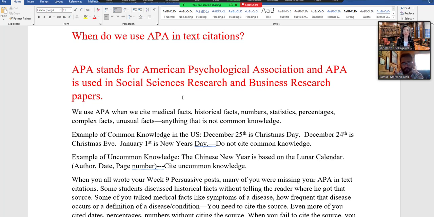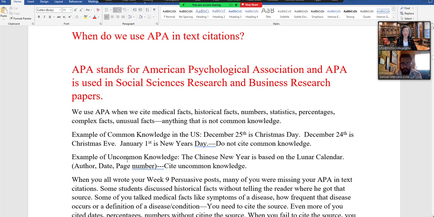Although common knowledge depends on your culture. So in China, common knowledge would be the Chinese New Year is based on the lunar calendar. So if you're writing a paper in China, you don't need to cite that source because everybody in China knows that their calendar is based on the lunar calendar. But in the United States, you would have to cite it because it's uncommon knowledge in the United States. So sometimes common knowledge and uncommon knowledge can be cultural.